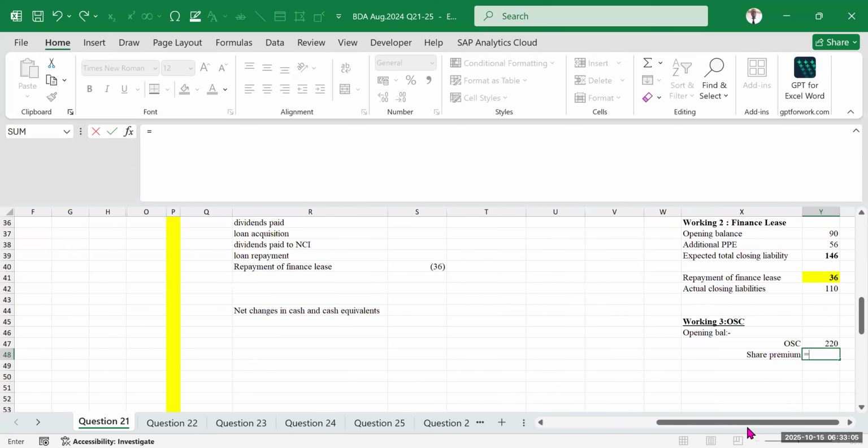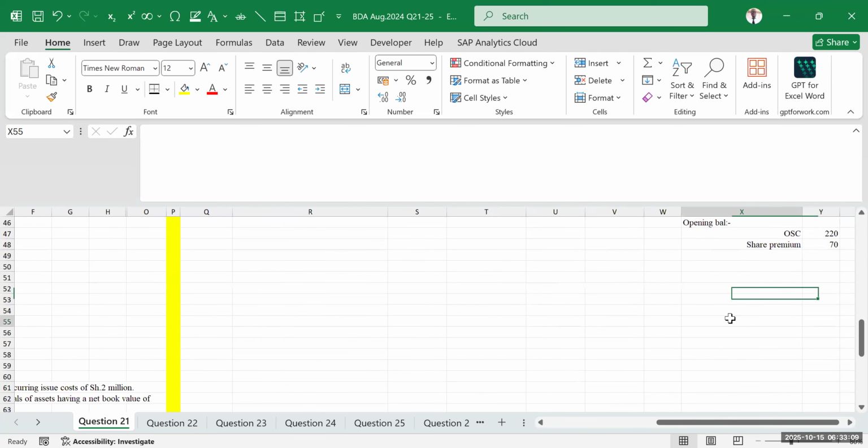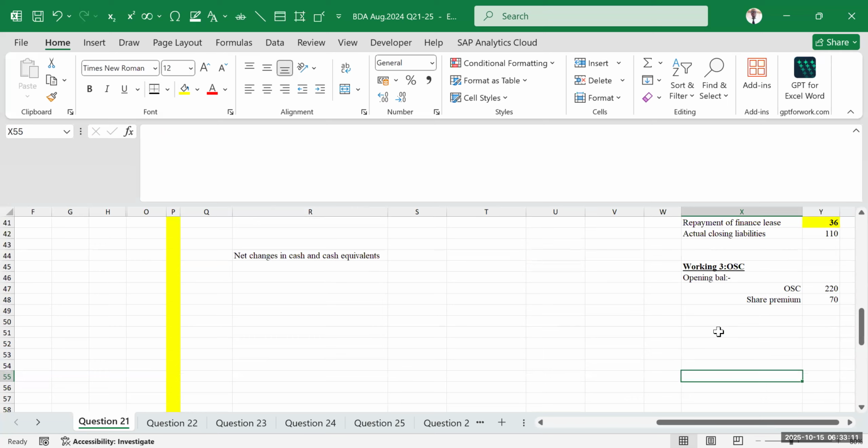Then for share premium, opening balance, I would go and pick the 70 like that. Then I ask myself, what are the things that normally affect the share capital account? We know there is issue of shares, there is conversion of preference shares to ordinary, there is conversion of any loan element, for example, debentures to ordinary share, there is always payment of dividends in form of shares, there is rights issue, there is bonus issue.